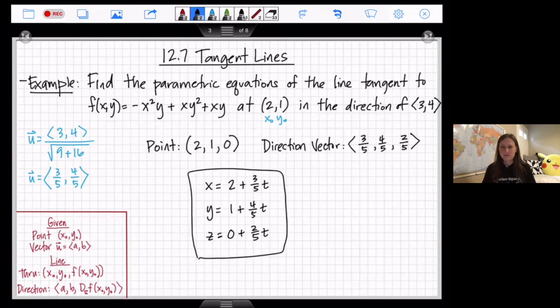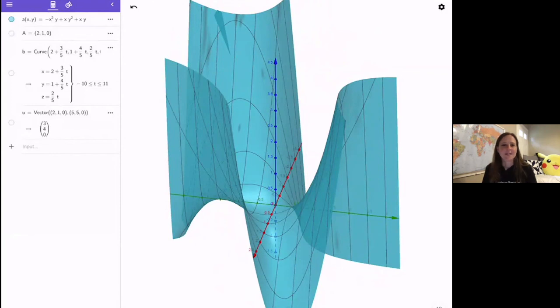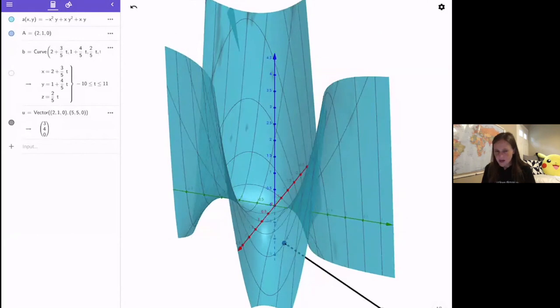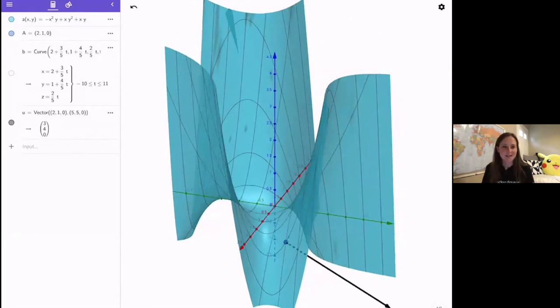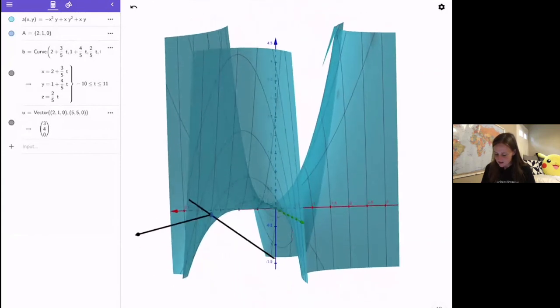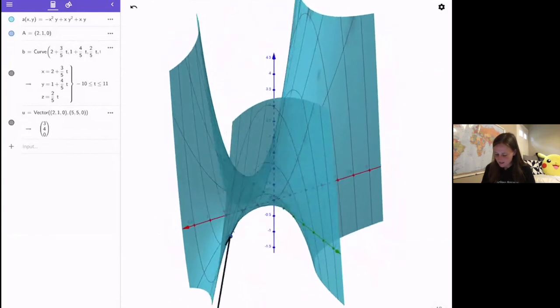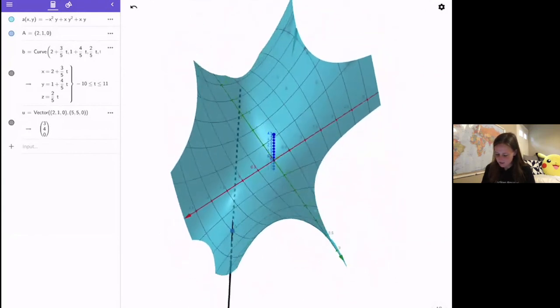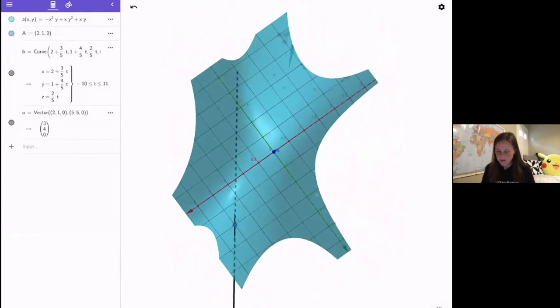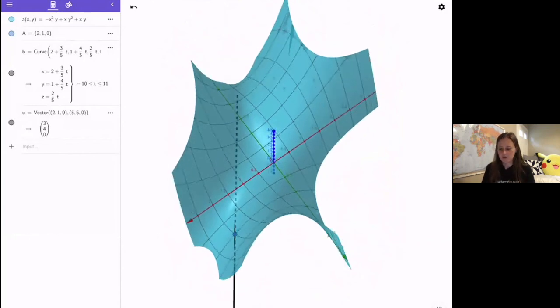Let's go graph this in GeoGebra and get some satisfaction with it. Here's our surface in R3 graphed, and we were given the point 2, 1, and we found that the z coordinate was 0. We were given the direction vector 3, 4, so that's in this direction here, and we wanted to find the equation of the tangent line, and here's what we found. Got my parametric equations in there, and thankfully that looks like it's hitting at a perfect tangent, and it's in the right direction. If I look at bird's eye view, that line lines up completely with the direction vector that we were given.